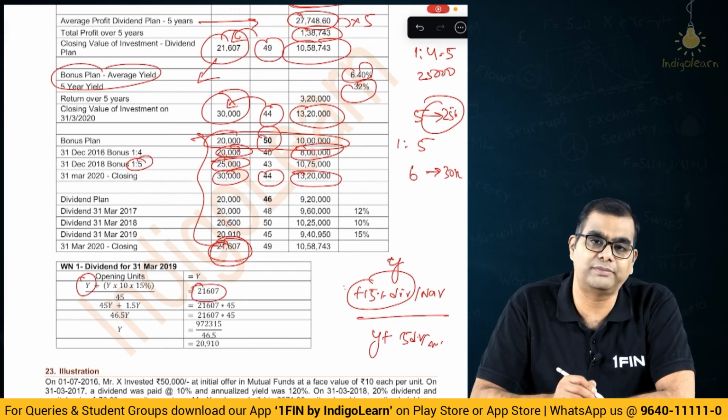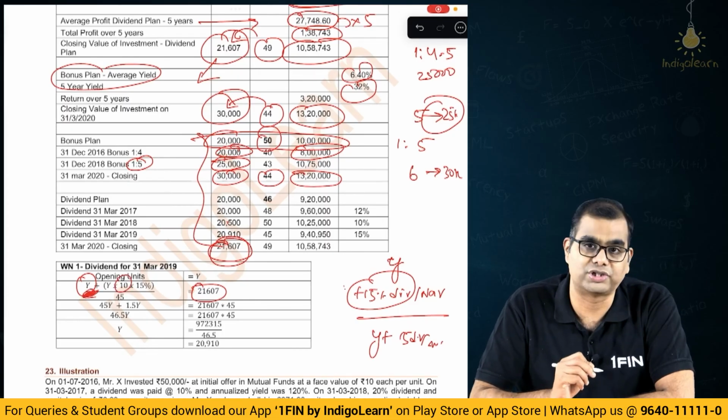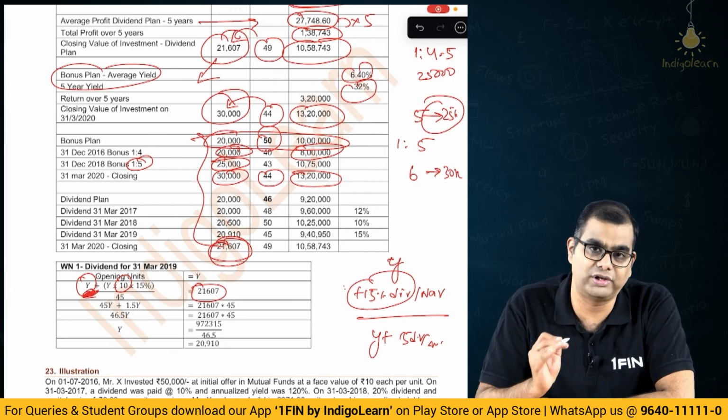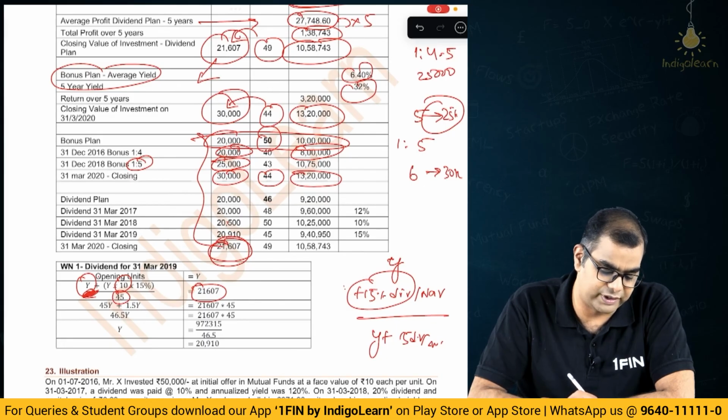Y plus y into 10 into 15%, where 10 is the face value, is only the second portion, which is not the first portion. Basically, the dividend value is only divided by 45. So, you solve this particular equation, you get 45y plus 1.5y is equal to 21,607 into 45, and you solve for y, you get a y value of 2910.